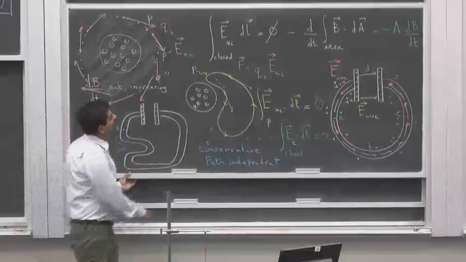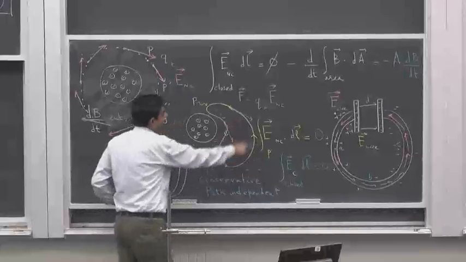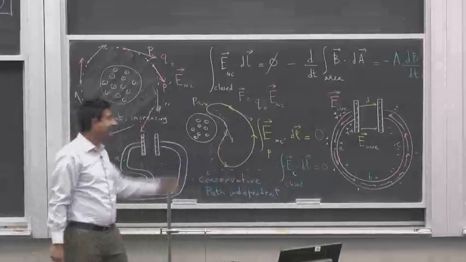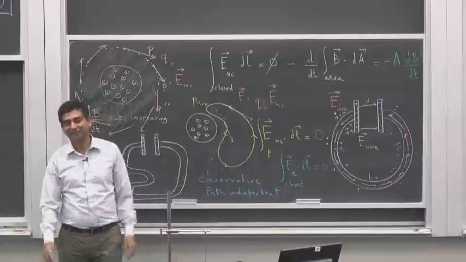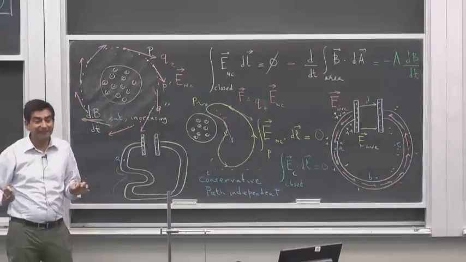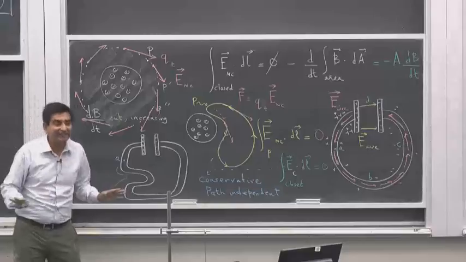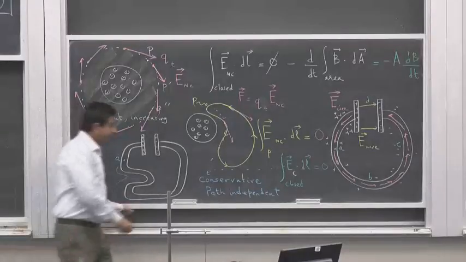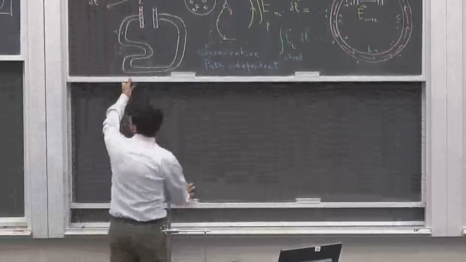However, this electric field, its line integral does depend upon the path that you take, whether it encloses a changing flux or not. So this electric field that is produced due to time varying magnetic fields is indeed non-conservative. Okay? The other point I would like to make is quite interesting.